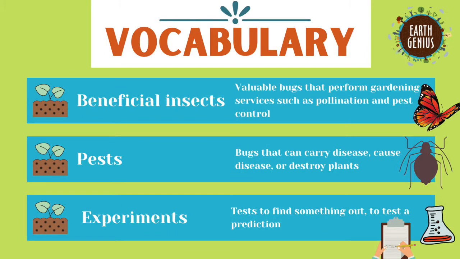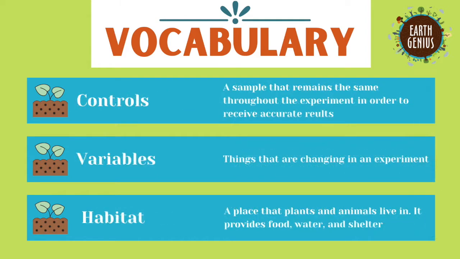Our next word is experiment. An experiment is a test to find something out, or to test a prediction. We use experiments in science to make scientific discoveries. We can do all sorts of fun experiments in the garden. Let's think about a few things we might need if we were going to build our own experiment.